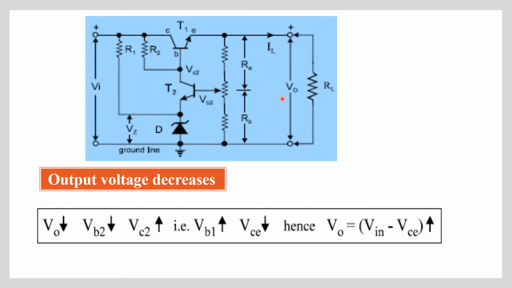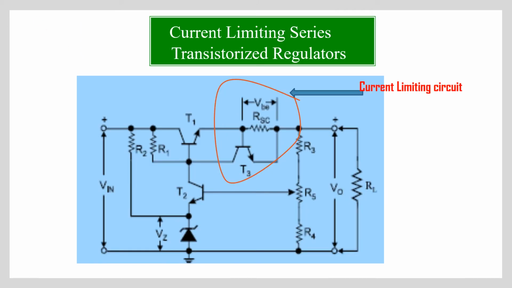Clear? So this is nothing but a transistorized series regulator. We have seen two cases, when the output voltage increases and when the output voltage decreases, how the output voltage is kept constant by the feedback voltage. Clear? So let us see the next circuit, that is the current limiting series transistorized regulator.